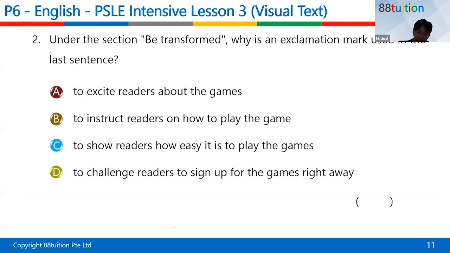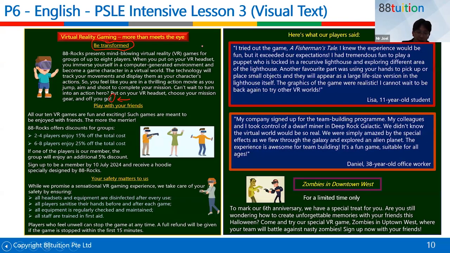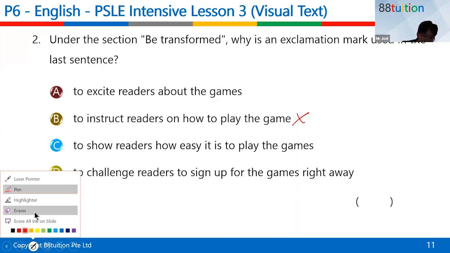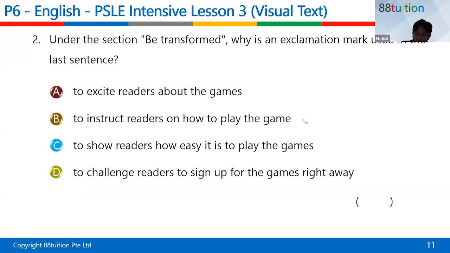Is it to excite the readers about the games? Maybe. Is it to instruct readers on how to play the game? Definitely not. How to play the game is at the front part over here, right? Put on your VR headset, all right, and then after that you can jump, aim, and shoot, all these kinds of things. They've given you the instructions previously. But you know what? The last sentence over here kind of sounds like instructions as well. Put on your VR headset, choose your mission gear, and off you go. That sounds like instructions as well. You know what? This could actually be the answer. To show readers how easy it is to play the games.